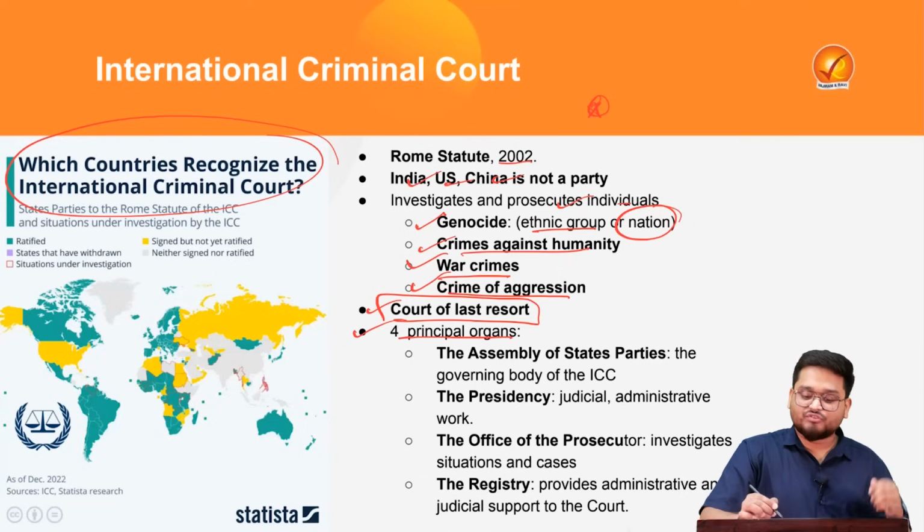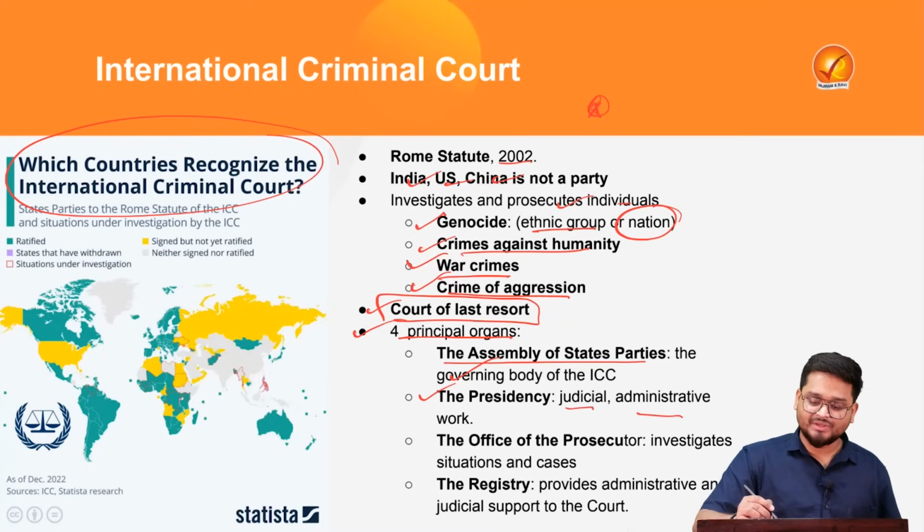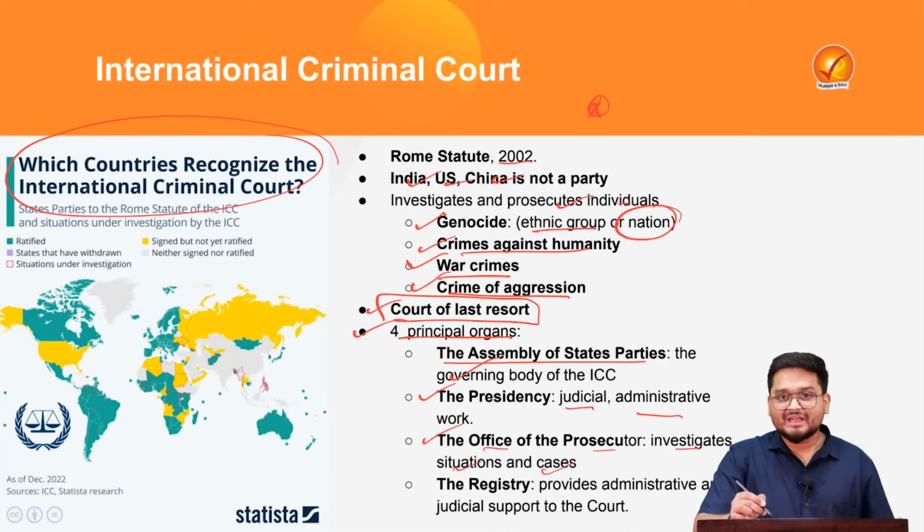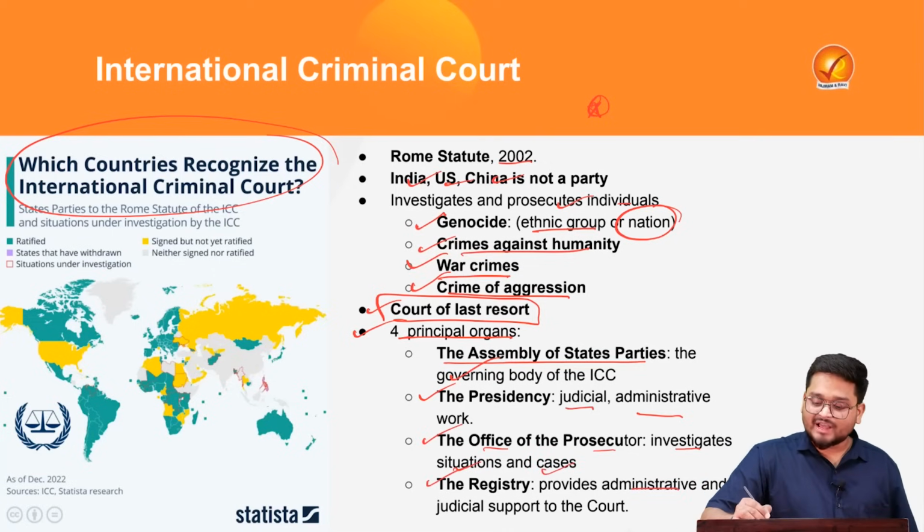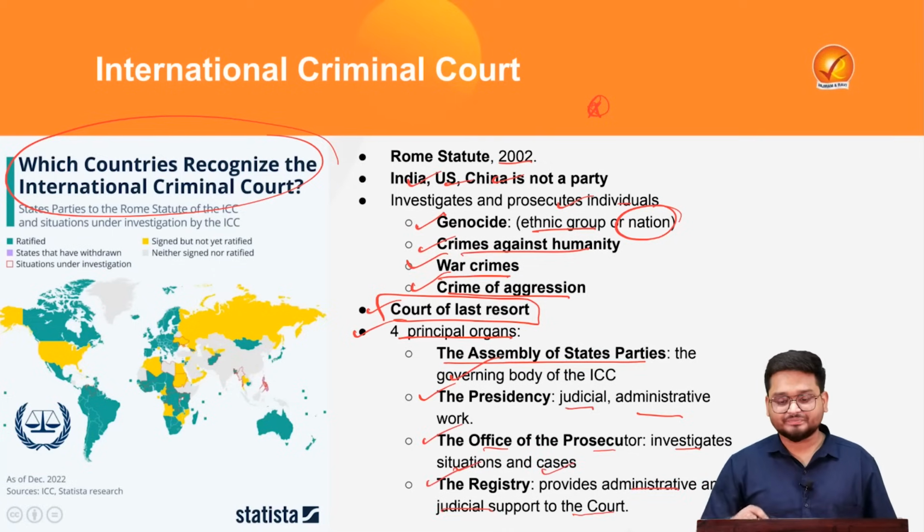And here the ICC has 4 principal organs. The Assembly of State Parties, which is the governing body of the ICC. We also have the Presidency, which is the main judicial and administrative part of the ICC. We have the Office of the Prosecutor, which investigates various situations and cases. And finally, the Registry, which provides administrative and judicial support to the court.